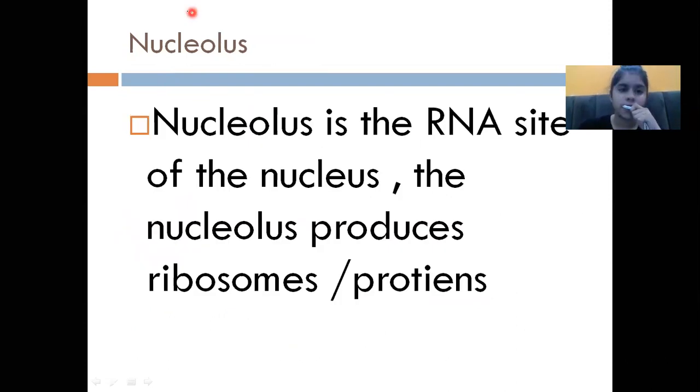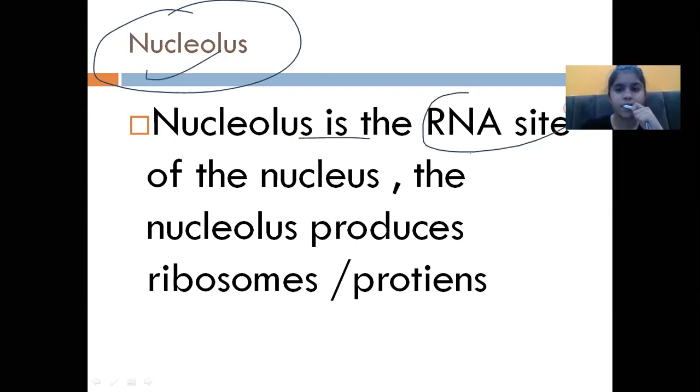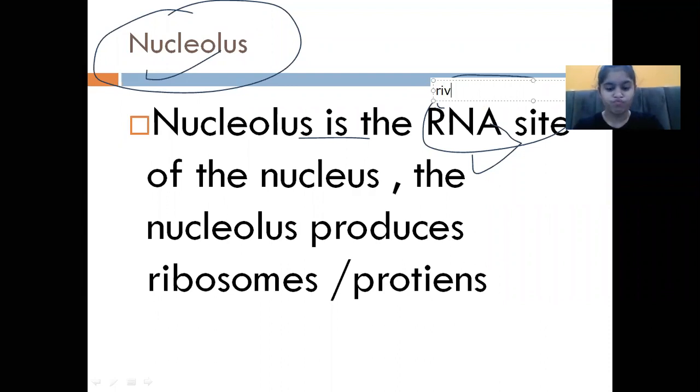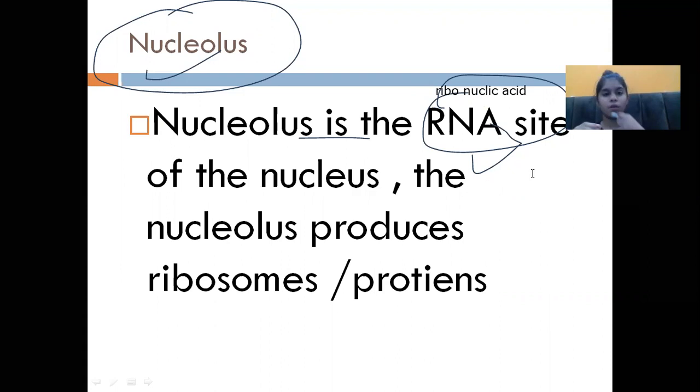Now let's talk about the nucleolus. What is the nucleolus? We had just discussed that the nucleolus is the RNA site, meaning ribosomes. Ribonucleic acid. Okay, let me type it. What is RNA? RNA is what? Ribonucleic acid. The spelling of nucleic went slightly wrong, ribonucleic acid.